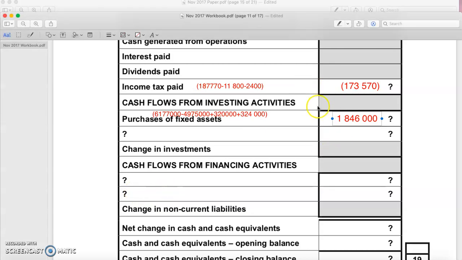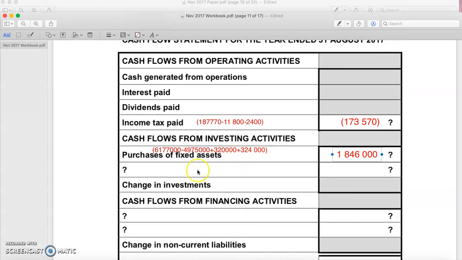Okay, this is the point where we are. I did want to continue in the other video, but it was getting really long. But don't forget that whenever you're dealing with assets, straight away in your investing activities, do include proceeds from sale.